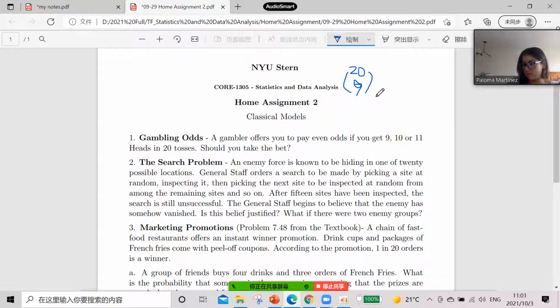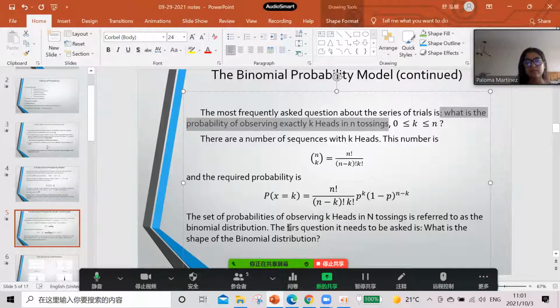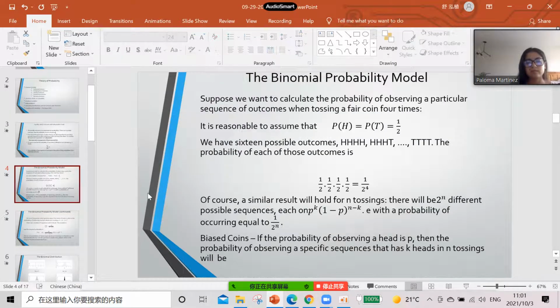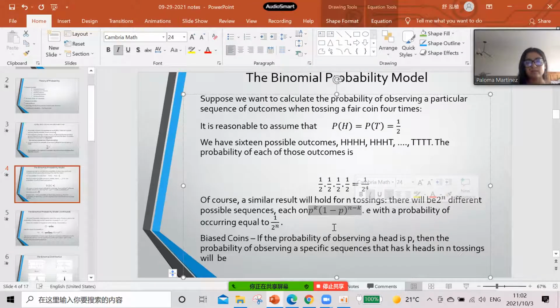Maybe I find another sequence. It's 8 heads followed by one tails, followed by another head, and then the rest was tails. That is another sequence. So first I need to calculate the probability of a specific sequence. Remember that? My probability of a specific sequence is here on the previous page. We will utilize this formula. In this case, P and 1 minus P are both 50% because I'm tossing a fair coin.